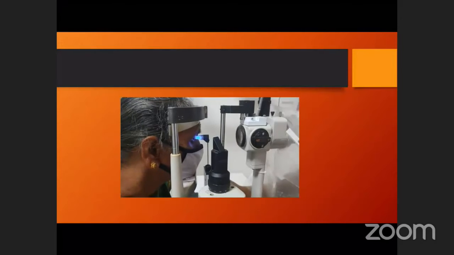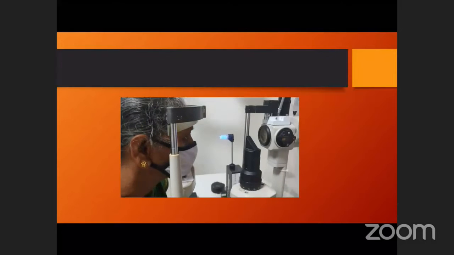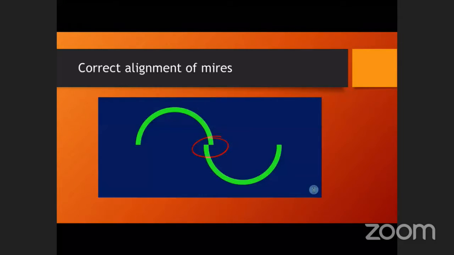The prism should touch the central cornea. This is how the prism should be put onto the central cornea. Only touch it, do not press too much. So this is our zero point where we have to catch the pressure. The two semicircles, the inner margins of them, should be just touching each other.